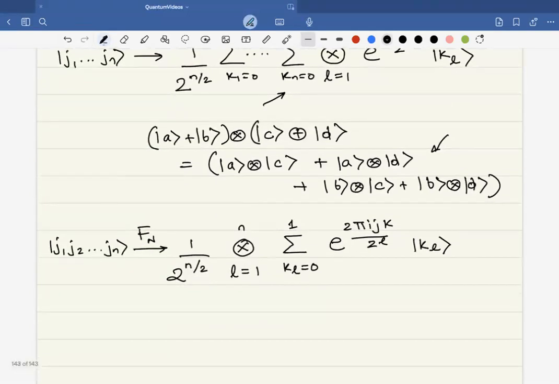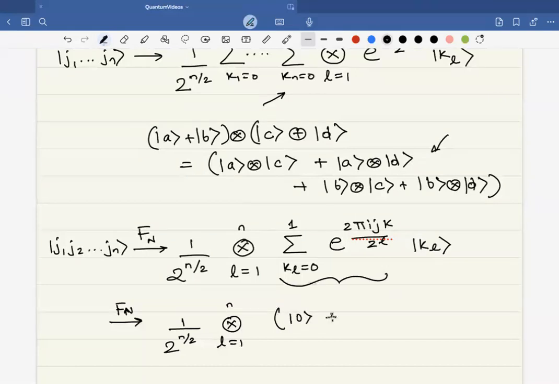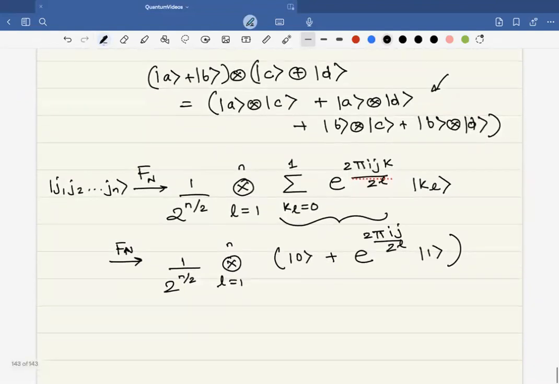Now I can write this part as 1 over 2 to the n over 2, tensor L equal to 1 to n. Well, when kL is equal to 0, this will be just ket 0. When kL is equal to 1, this will be e to the 2 pi i j over 2^L and ket 1. Right? So now we have this product form.